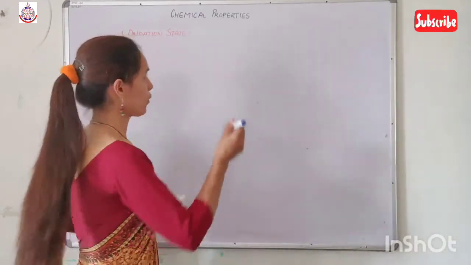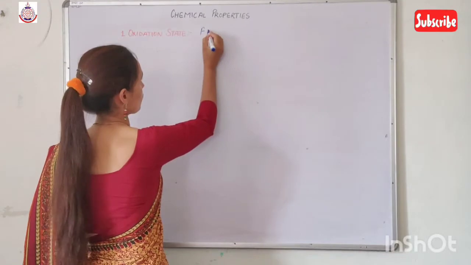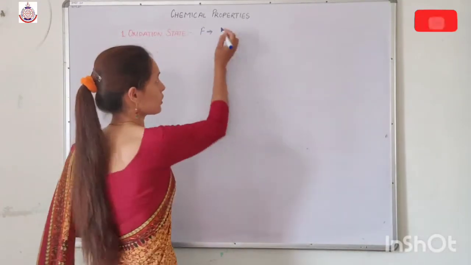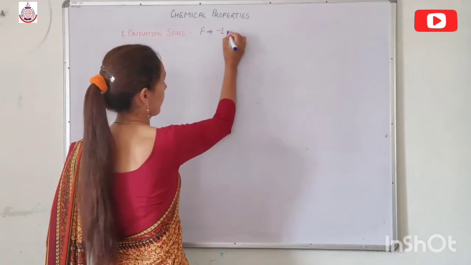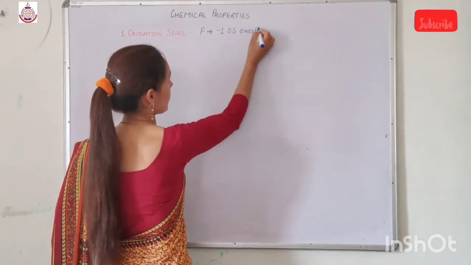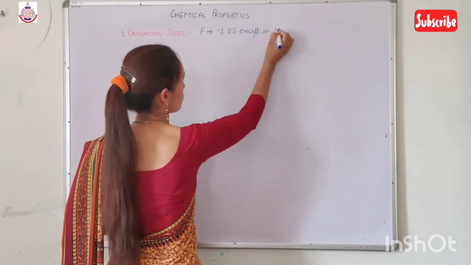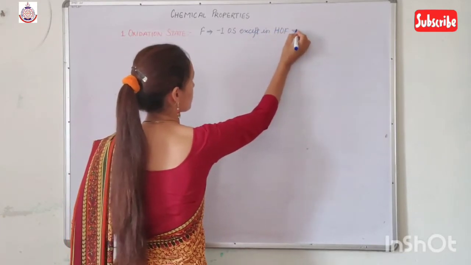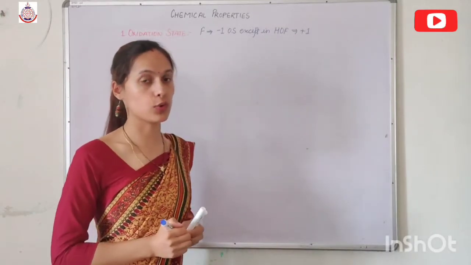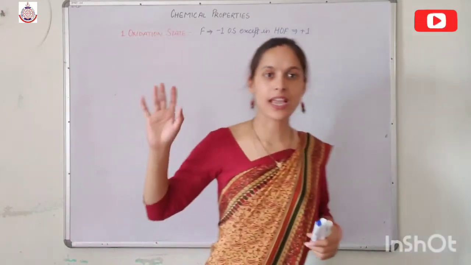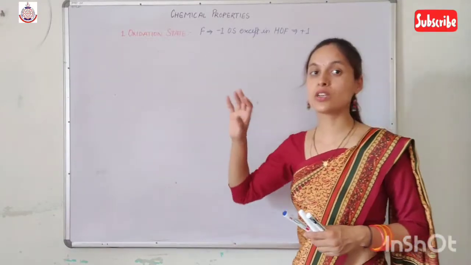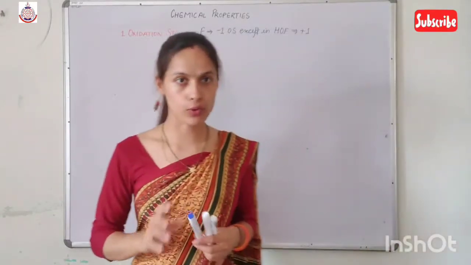If we talk about fluorine separately, in all the compounds of fluorine, the oxidation state of fluorine is -1, except in HOF, where the oxidation state of fluorine is +1. So except HOF, the oxidation state of fluorine is -1 in all the compounds of fluorine.